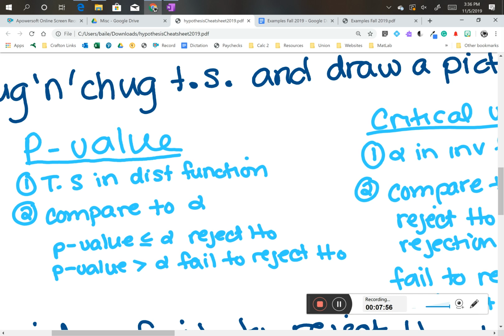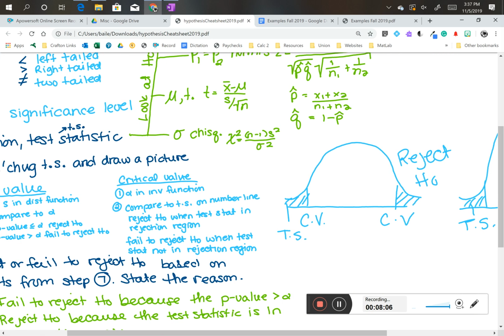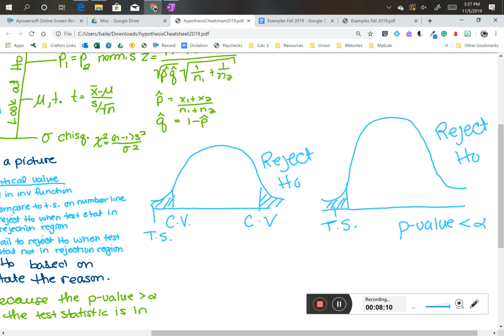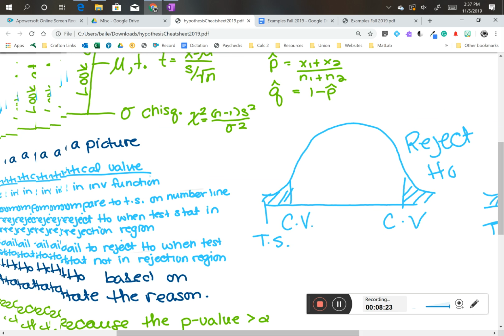If our p-value is too big, right here, is too big, then we will fail to reject H0, because our rejection regions are inside these highlighted areas. These are rejection regions. So the area is exactly the same size as alpha. So if the area associated with my test statistic is too large, then I would not fit in this rejection region, and so I would fail to reject.